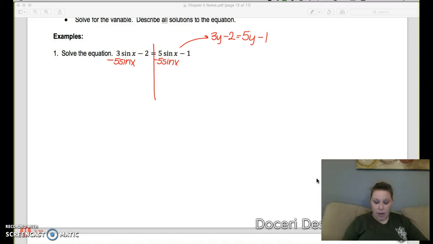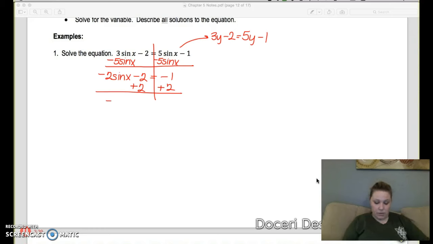That would be like subtracting the 5y in that case. We want all the trig functions. I just always try to get them to the left-hand side because it's easier for me to process that way. So I get negative 2 sine x minus 2 equals negative 1. Now I've got all my trig functions on the left, so now I need to add 2 to both sides.